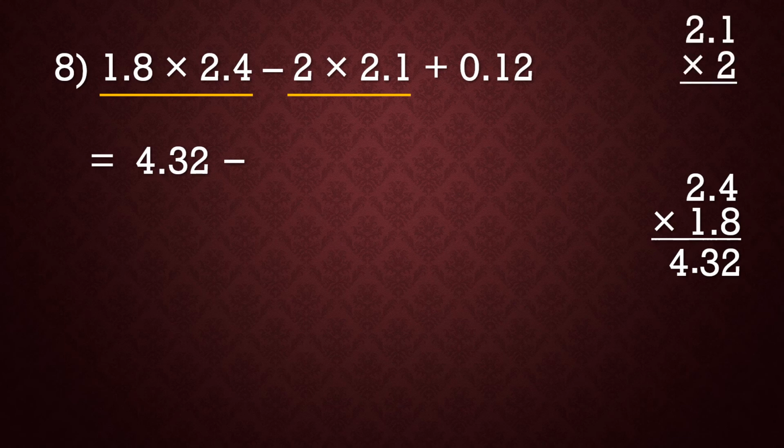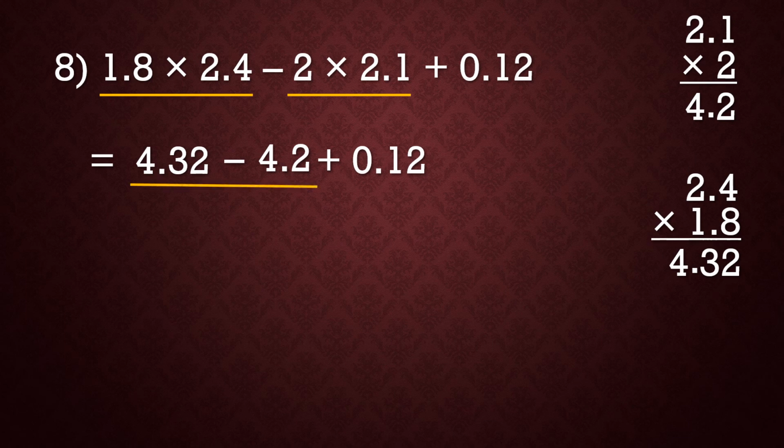Multiply the numbers ignoring the decimal point. 21 2s are 42. Now tell me how many digits after decimal in 2.1? Yes, 1. So count 1 digit from the right and put a decimal. So we get 4.2. Then write plus sign and 0.12 as it is. Now we have 4.32 minus 4.2 plus 0.12. Now tell me, according to DMAS, what we have to solve first? Subtraction or addition? Yes, subtraction.